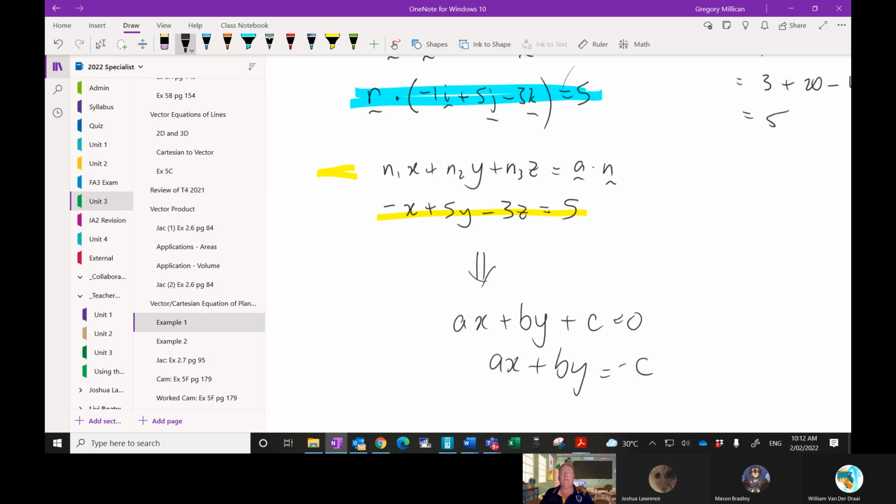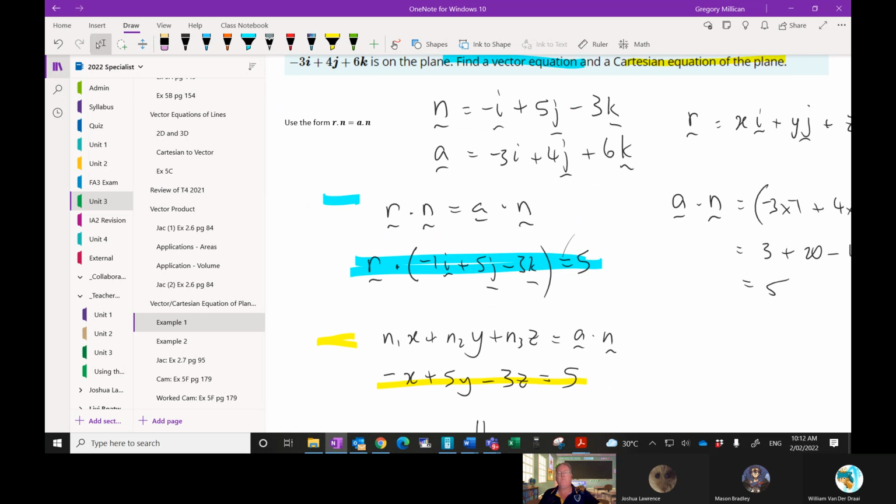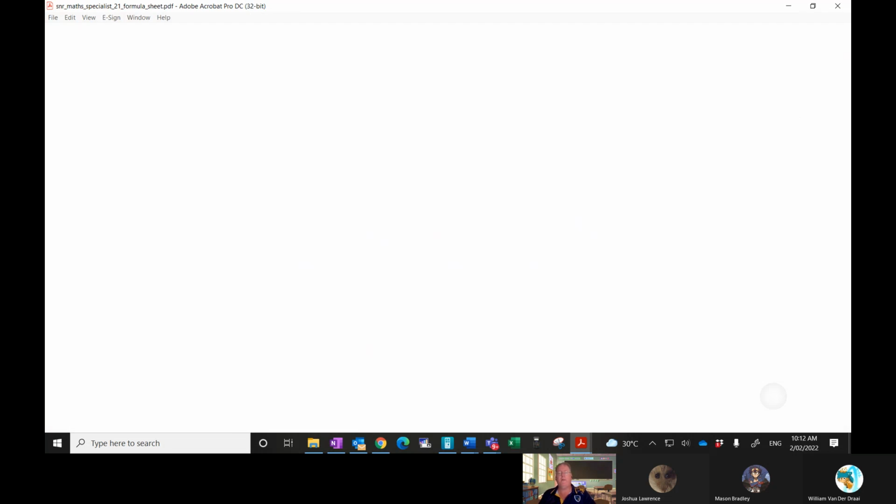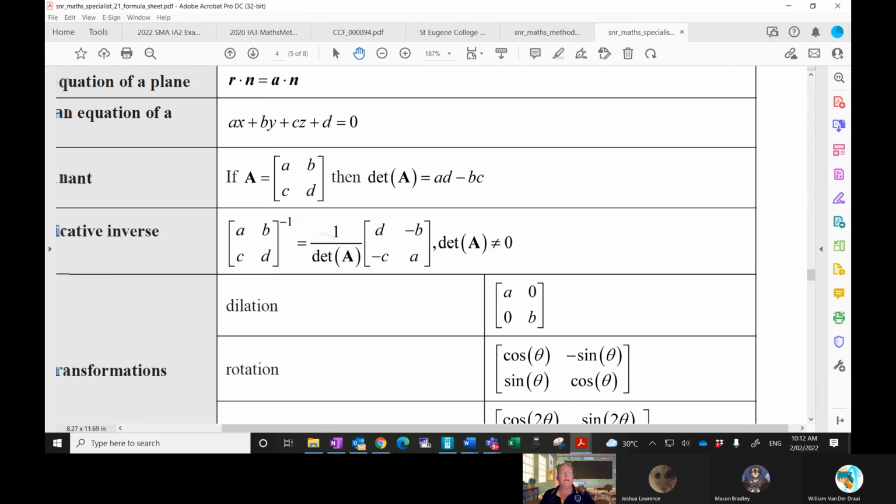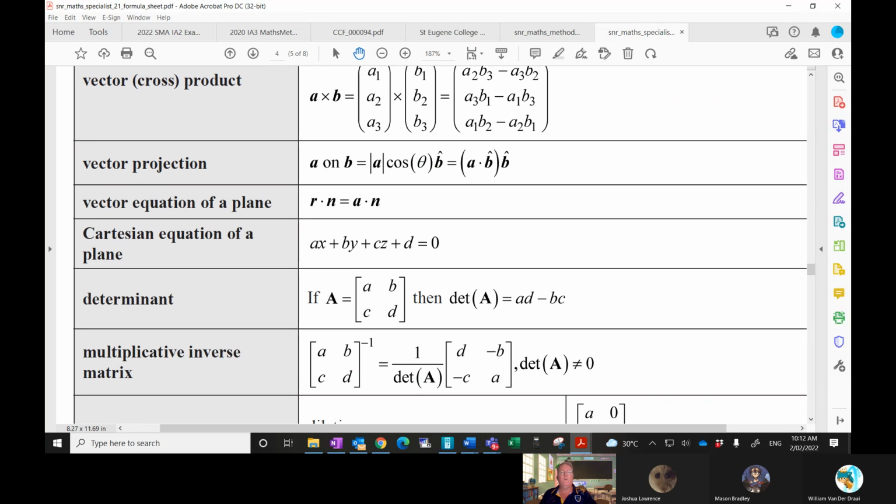And it's really easy to find. As long as you know what the normal is and you've got a point on the plane, to get the 5, you just dot product the point and the normal. That gives you your constant. And then the coefficients of your normal are the coefficients of your x, y, and z for your Cartesian form. That's how we define a plane, either in vector form, highlighted in blue, or in Cartesian form, highlighted in yellow.